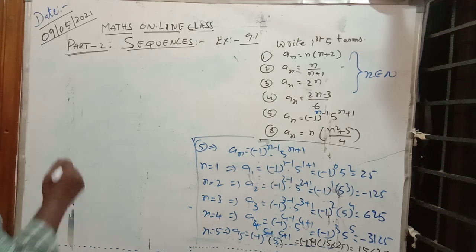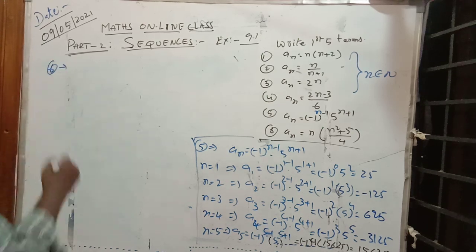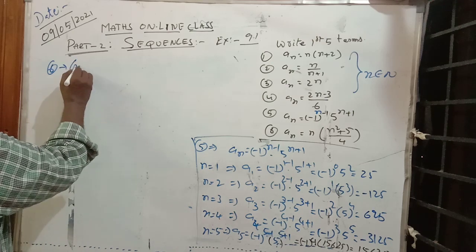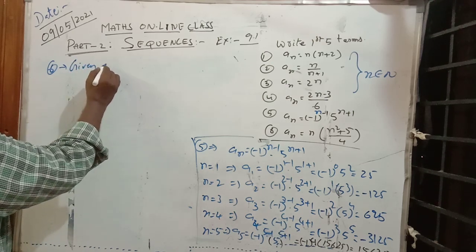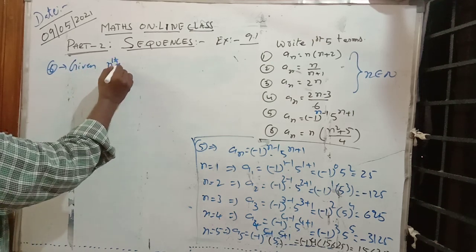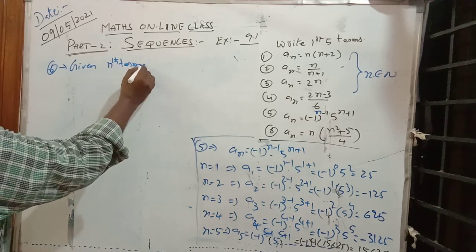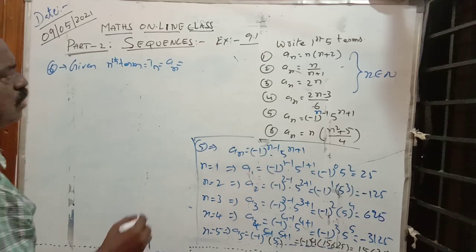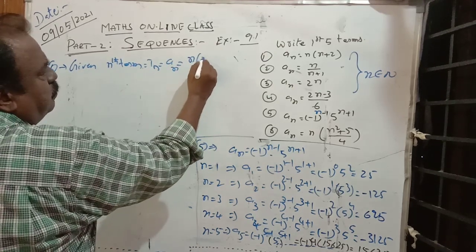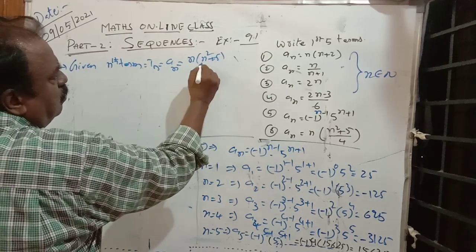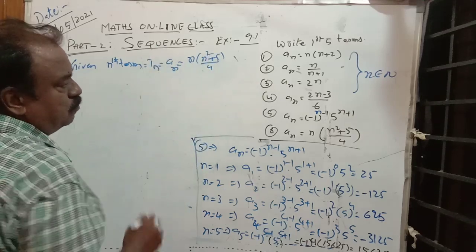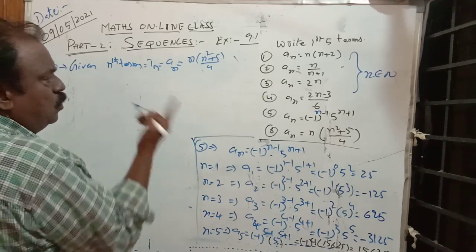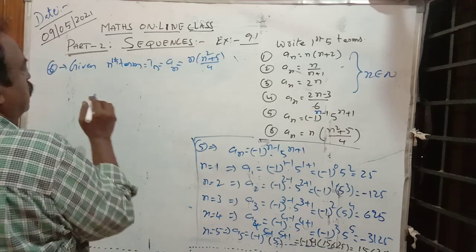Observe, that is the sixth problem. What is given? The nth term, Tn, that is An, is n of n square plus 5 by 4.